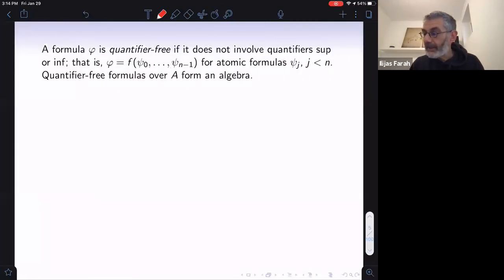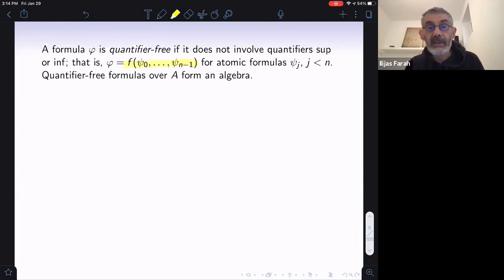Okay, so let's take a look at some variations. We said a formula is quantifier-free if it does not involve quantifiers sup or inf. In other words, a formula is just of this sort: it is f of some tuple of atomic formulas psi. And remember, an atomic formula is just the norm of some star polynomial.